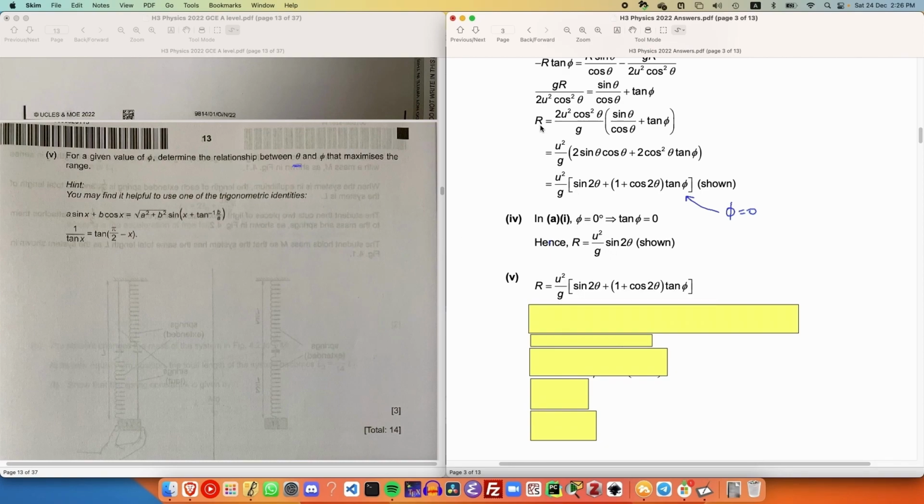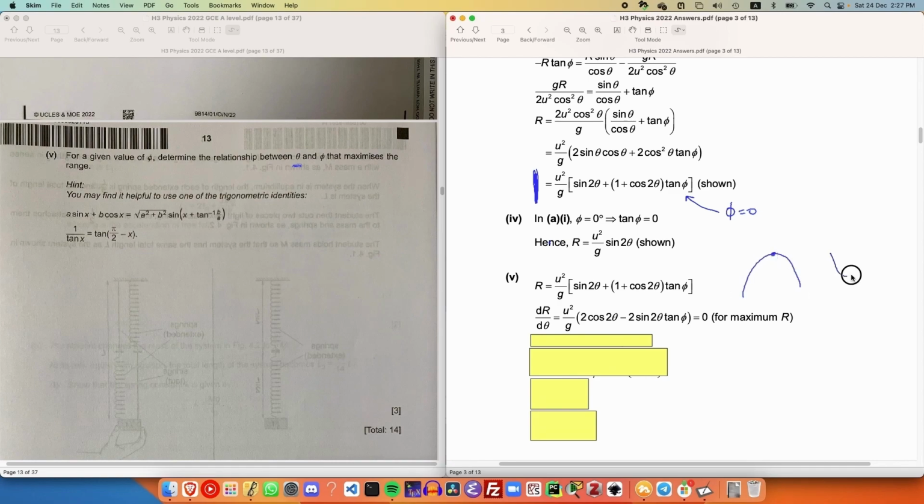That just amounts to finding the value of theta that maximizes the range R given in this expression over here. How do we maximize a function with respect to a variable? We take a derivative and set it to equal to 0. By right, we also need to check the second derivative to make sure that it is a maximum and not a minimum, but in most physics questions, this is not required.